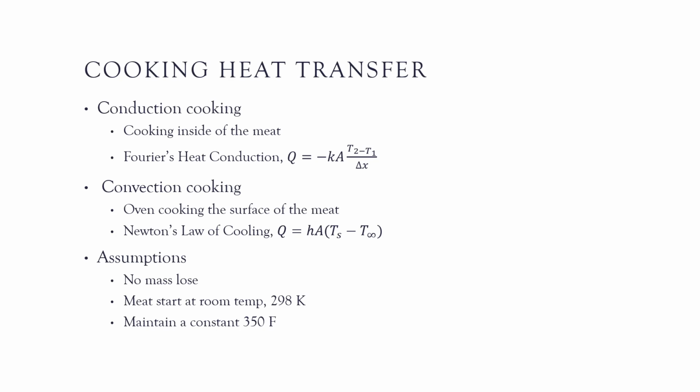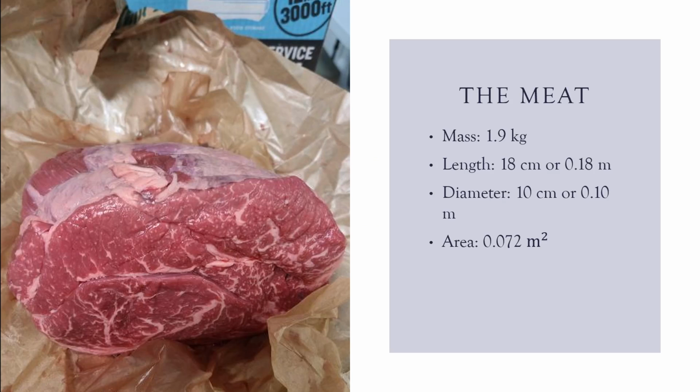The assumption that I made for this is no mass loss due to cooking. The meat starts at room temperature of approximately 298 degrees Fahrenheit and is maintained in the oven at a constant temperature of 350 degrees Fahrenheit. This is the piece of meat that I'm using for the experiment. It is 1.9 kilograms, about 18 centimeters in length and 10 centimeters in diameter, and the approximate area is 0.072 meters squared.